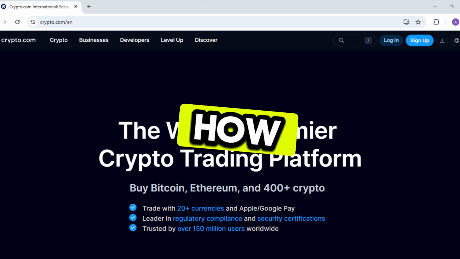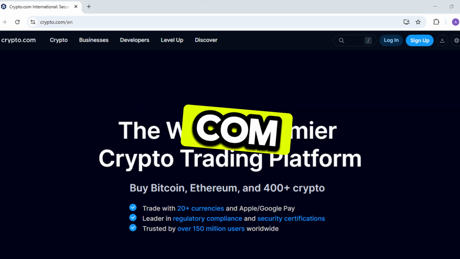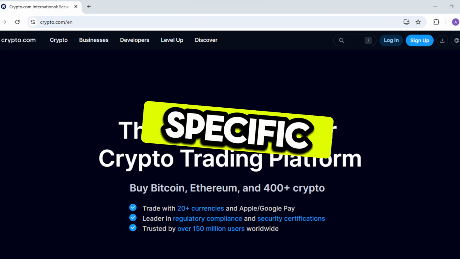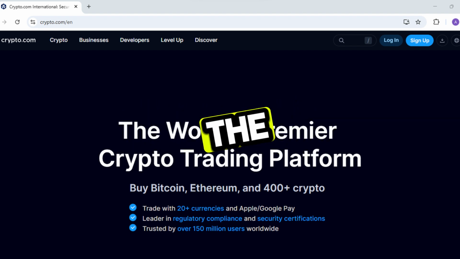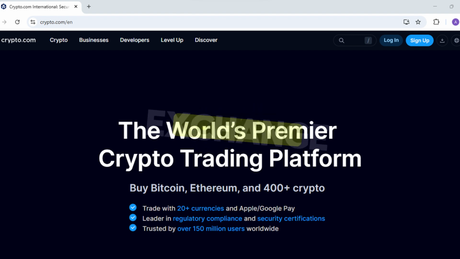Today, I'll show you how to place a limit order on the Crypto.com exchange to buy or sell at your specific target price. First, open the Crypto.com app and tap on the Exchange tab at the bottom. Make sure you have funds in your exchange wallet for the trade.